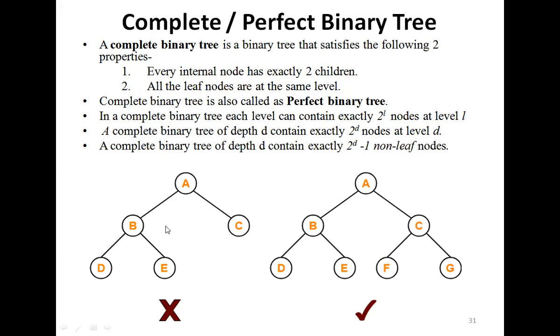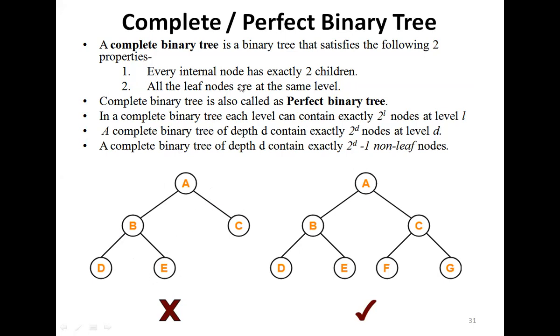Okay, now you take this one. So in this case, is it satisfying? This is not satisfying this first condition. First condition is every internal node has exactly 2 children. Exactly 2 children. Okay. So and all the leaf nodes are at the same level. Okay. This is satisfying the first condition. This condition is satisfied. Okay, so this diagram, this tree is satisfying the first condition.